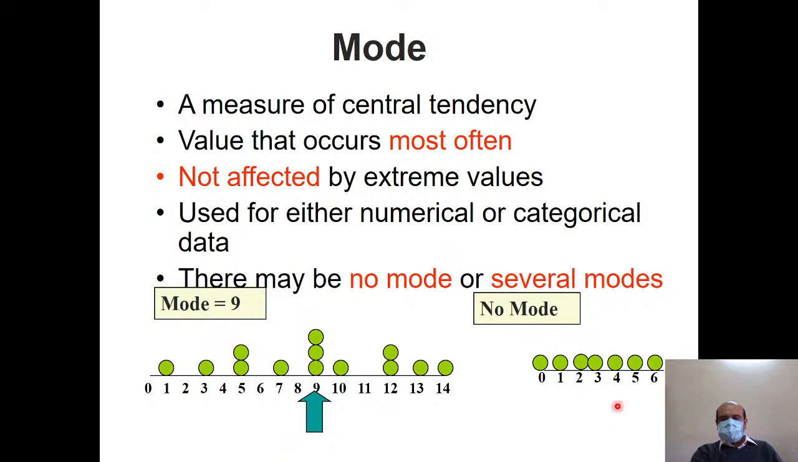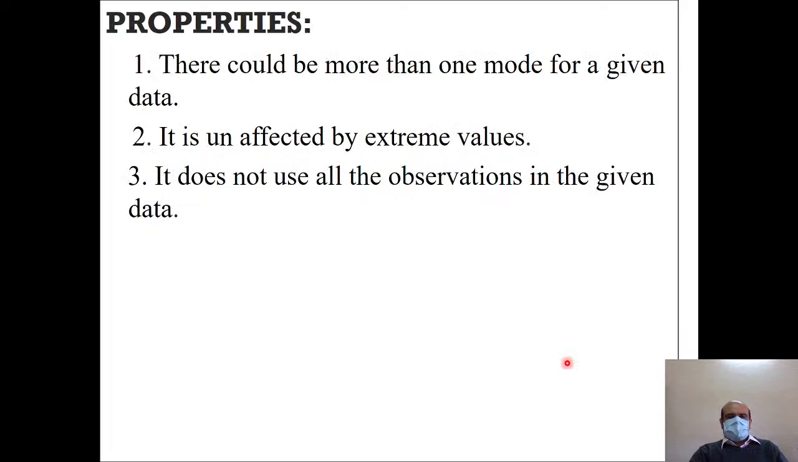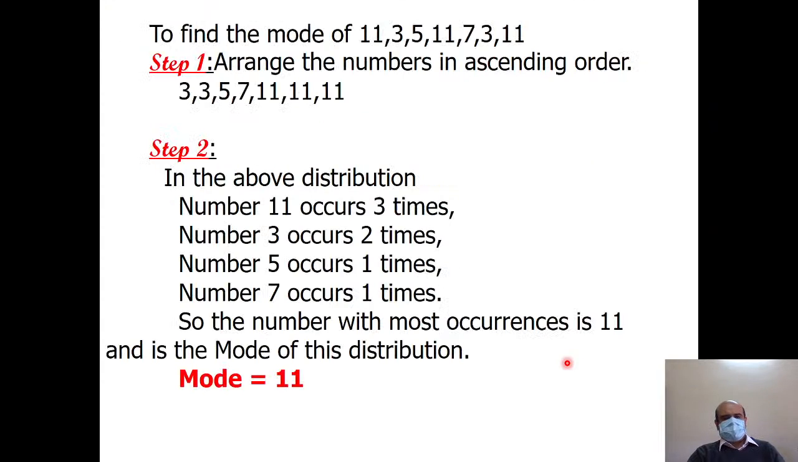And if there is no mode, it means all the values are coming only one time, or all the values are coming an equal number of times. The properties: there could be more than one mode for a given data set. It is unaffected by extreme values. It does not use all the observations in the given data set.